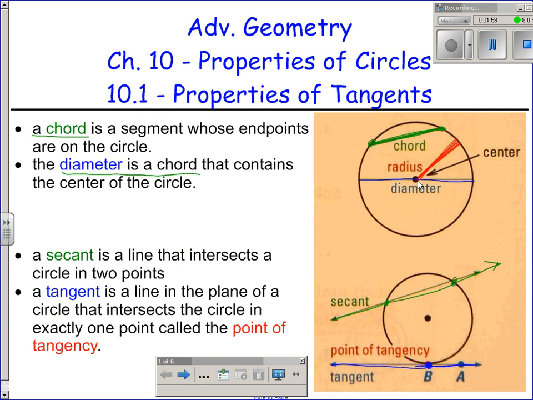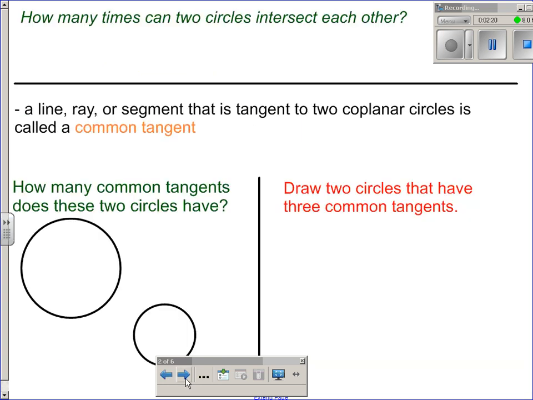Now, the definition of a tangent is a line, but you can have segments that are tangent to a circle. You could have rays that are tangent to a circle. It's just the proper definition is we're dealing with a line. That point where the tangent line touches a circle is called your point of tangency. All right. So just a couple of terms there.